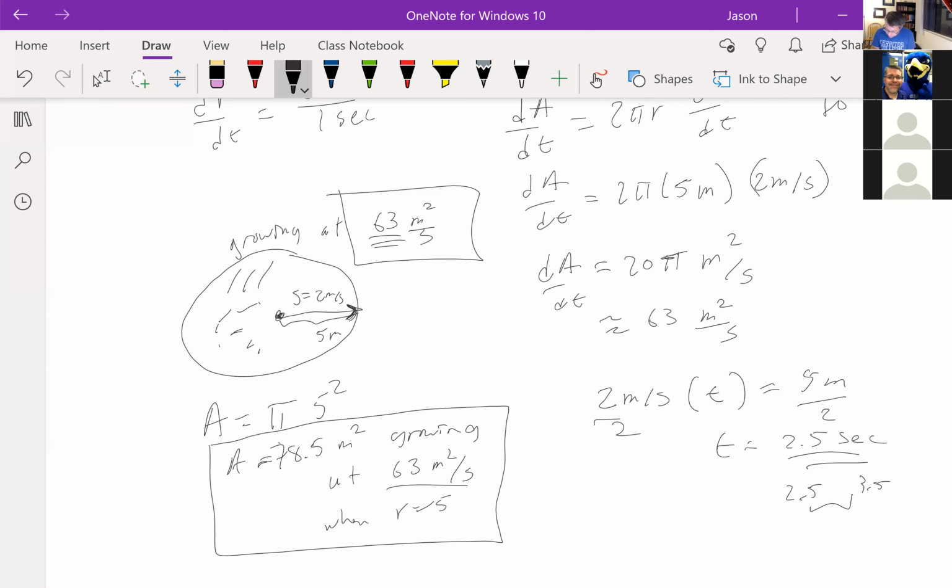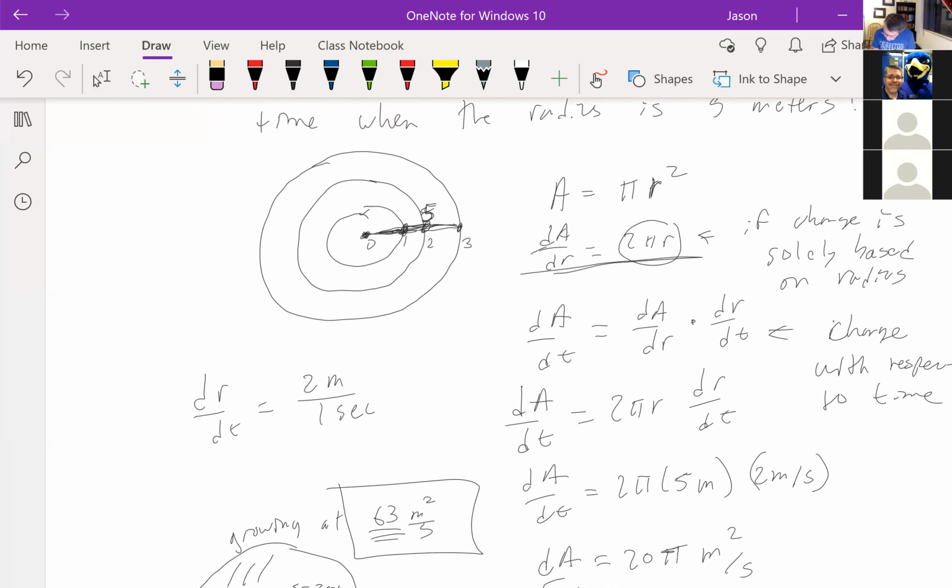In my original drawing, I really should have had this maybe at 2 and then 2.5, because after 2.5 seconds we will have hit the 5 meter mark. So let's go back and get rid of just that 5. There we go, 2.5. This whole thing is 5 meters, and this is 2.5 seconds.